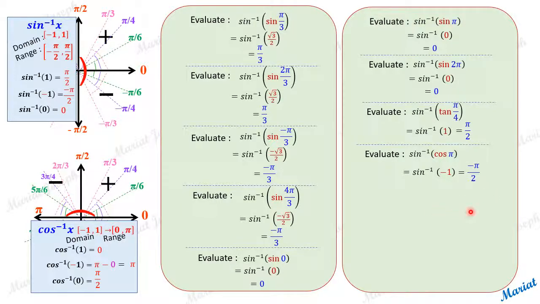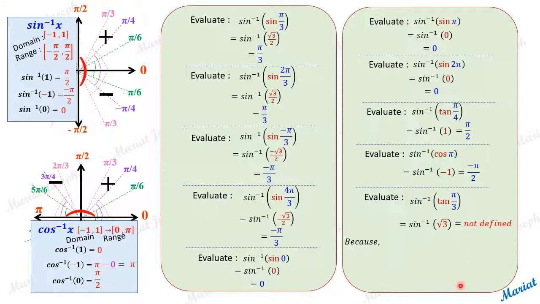Sine inverse of tan pi by 3. Let's try. Tan pi by 3 is root 3. Sine inverse of root 3. What is the value of root 3? Root 3 is 1.732. Sine inverse of 1 point something is never possible. Why not? Because root 3 does not belong to the domain of the sine inverse x function. Root 3 is beyond 1, so don't try to get an answer here. It is not defined. Again, not defined doesn't mean that it is infinity. Not defined means undefined. It does not exist.